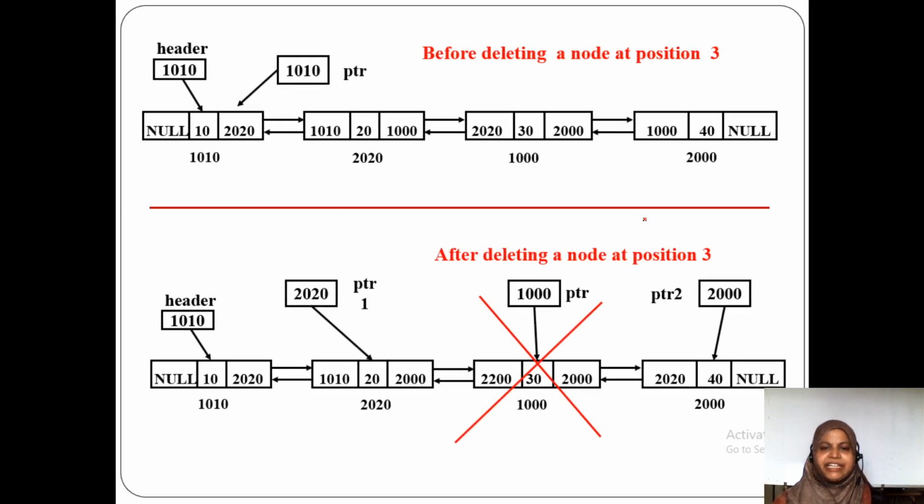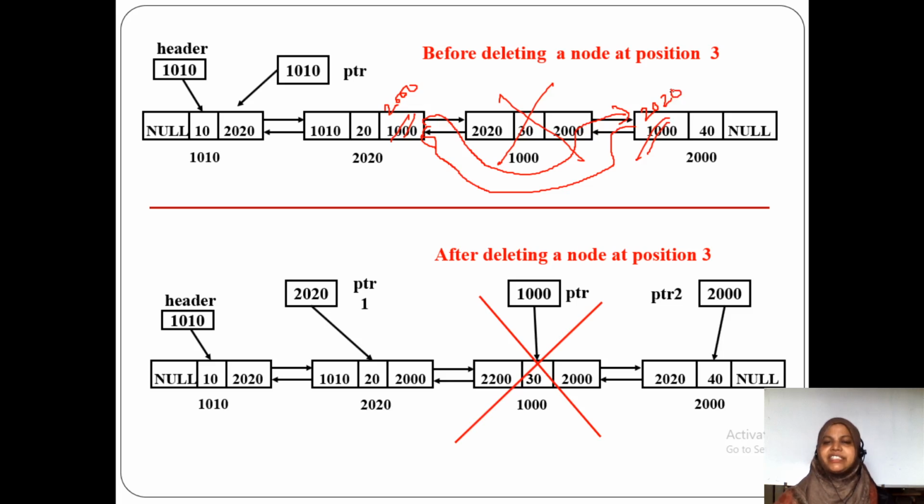Before deleting a node at any given position, say I want to delete the third node, we have to go to the third node. Then we just have to create the link between these two. The address of this node is 2000, so I am going to save this 2000 here. What is the address of the previous node? The previous node is 2020, so here I am going to save 2020. That's it. This is deleting a node at any given position.